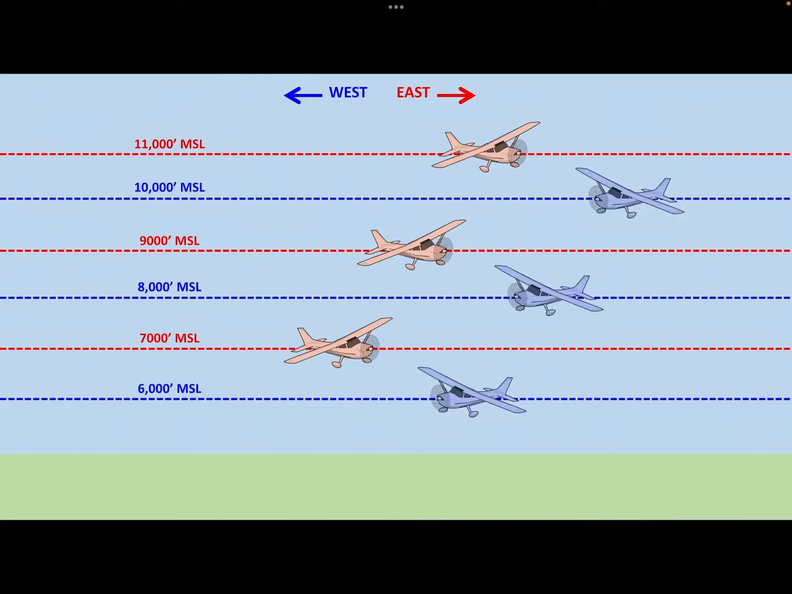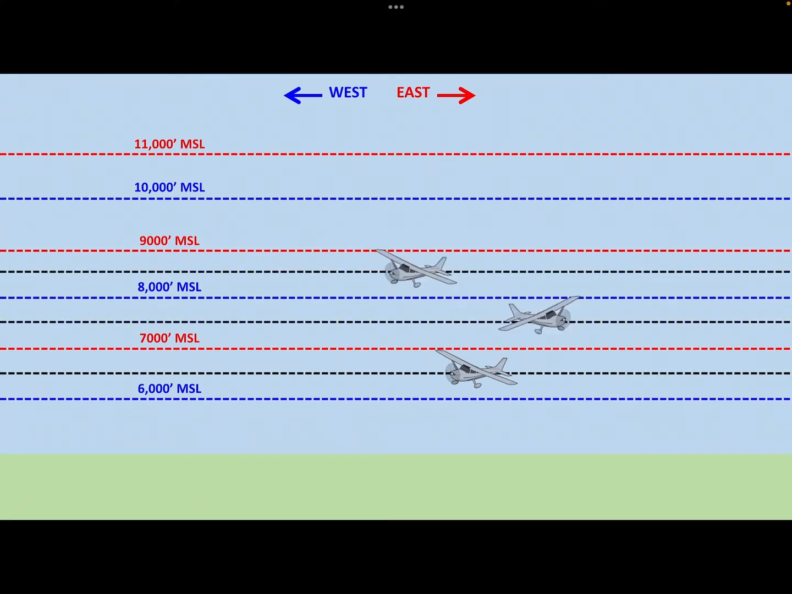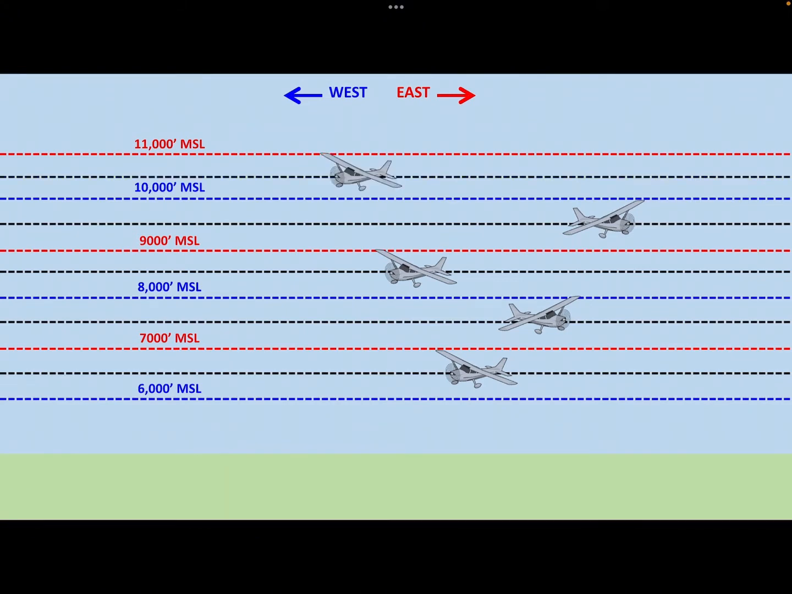When traveling on magnetic courses from 180 to 359 degrees, or westerly courses, IFR aircraft are required to fly at even thousands of feet MSL, as you see here, like 6,000, 8,000, or 10,000. And then in between, at thousands plus 500 feet, we had the VFR aircraft. And this allows separation in all directions between VFR and IFR aircraft.